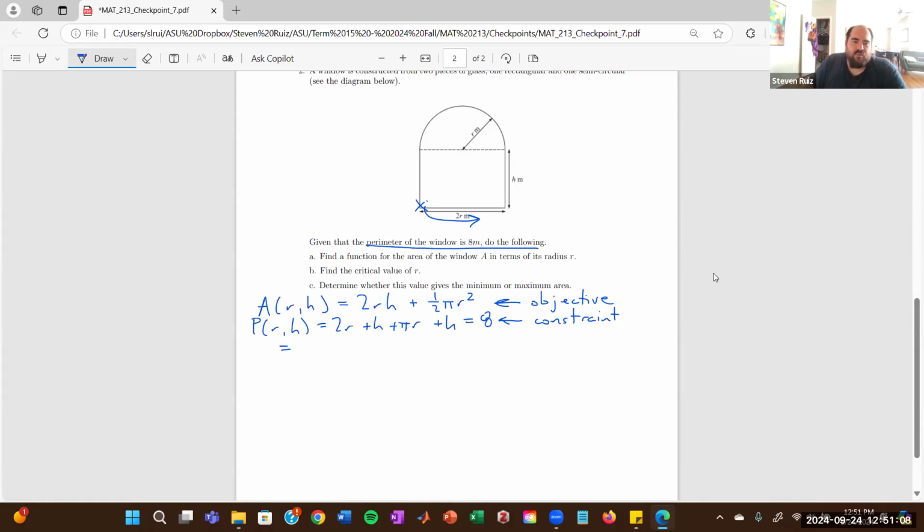So I believe one pair of like terms in here combines, so I get 2h. I'm going to go ahead and factor out an r as well. Plus 2 plus pi times r equals 8.